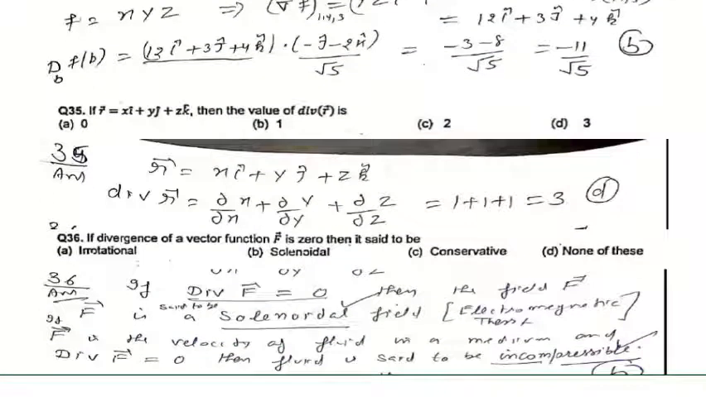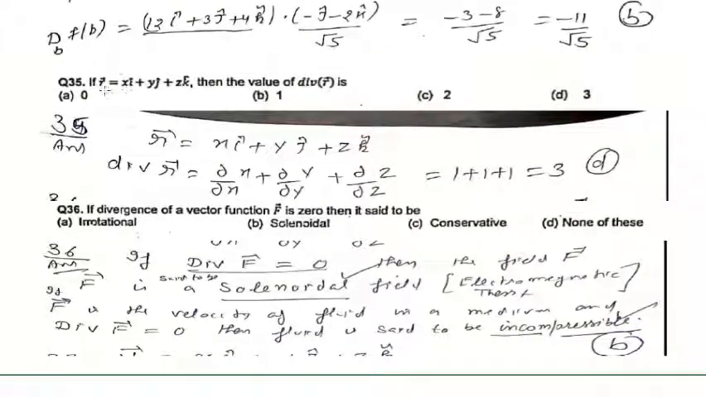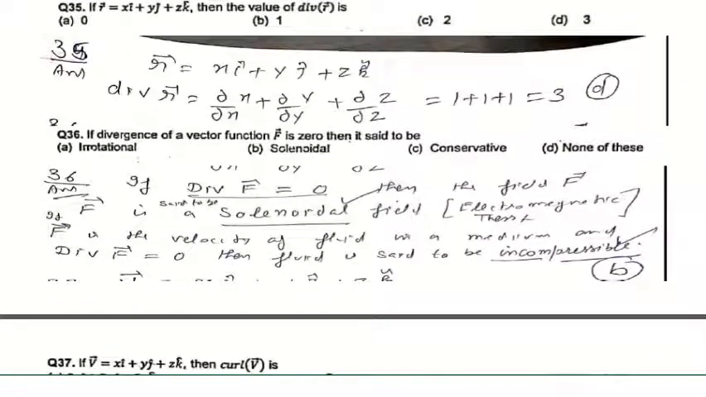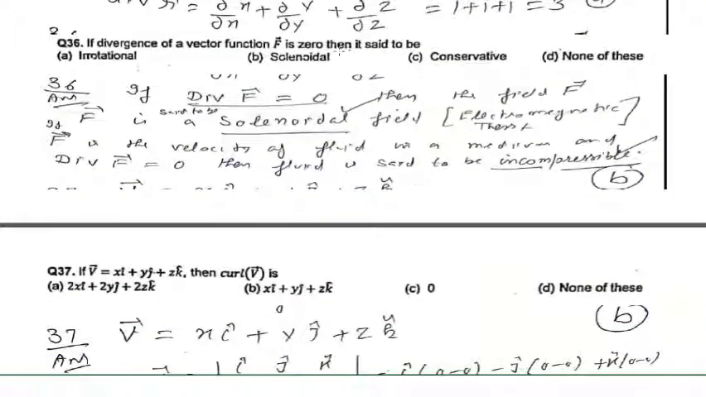Let us go for the next one. I already explained to you that the divergence of R is 3, and here we have calculated its derivative with respect to x, its derivative with respect to y, its derivative with respect to z: 1 plus 1 plus 1 is 3. The divergence of R is 3 and the curl of R is 0. If the divergence of a vector field F is 0, then the field is said to be solenoidal, and if it is representing the velocity of a fluid in a medium, then we say the fluid is incompressible. So if divergence is 0, it is related to the terms solenoidal and incompressible fluids. So here B is the correct option.